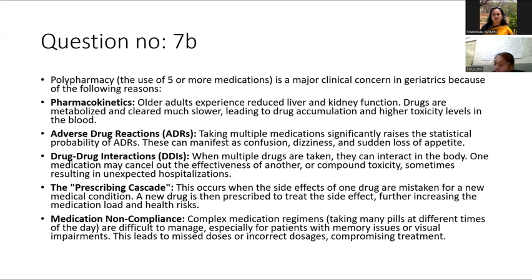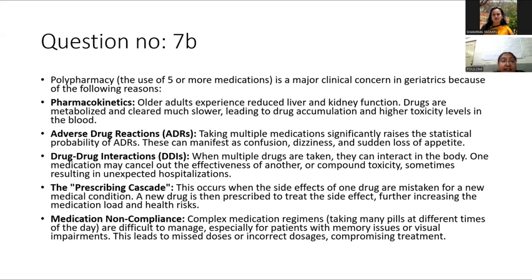Question number 7b. Polypharmacy is a major concern for geriatrics. Now, what is polypharmacy? Polypharmacy is the use of 5 or more medications. It is a major concern for geriatrics because of the following reasons. First is pharmacokinetics. Older adults experience reduced liver and kidney function. Drugs are metabolized and cleared much slower, leading to drug accumulation and higher toxicity levels in the blood. Second is adverse drug reaction. Taking multiple medications significantly raises the statistical probability of adverse drug reactions. This manifests as confusion, dizziness, and sudden loss of appetite. Third, drug-drug interaction may be there: when multiple drugs are taken, they can interact in the body.